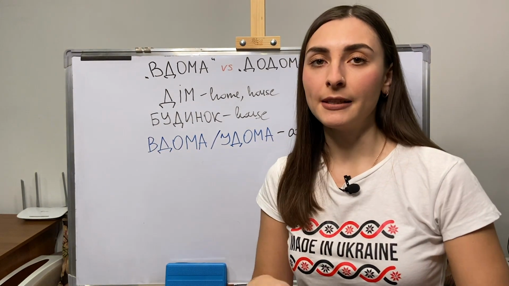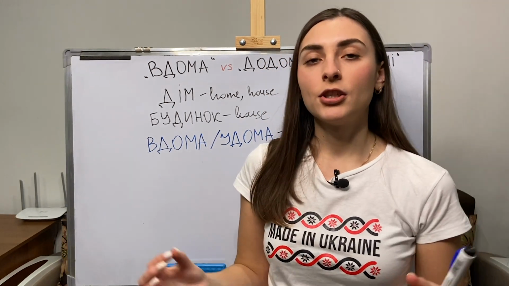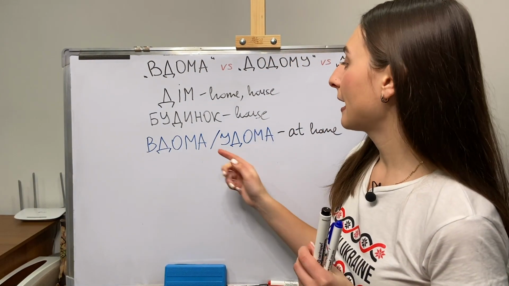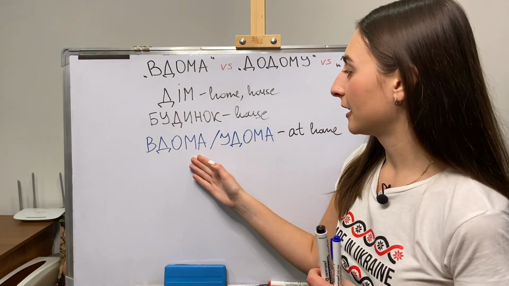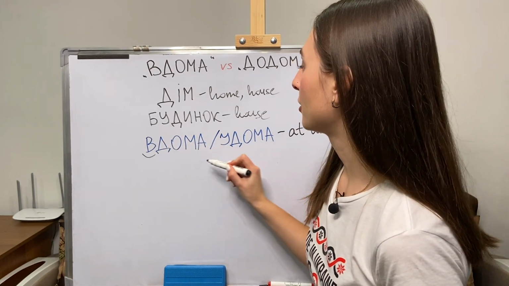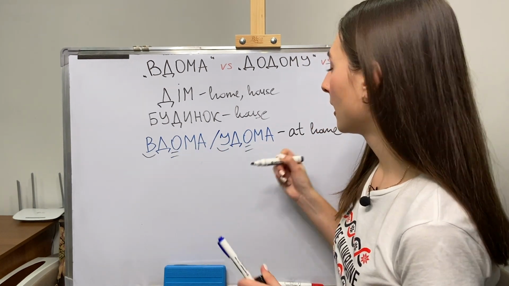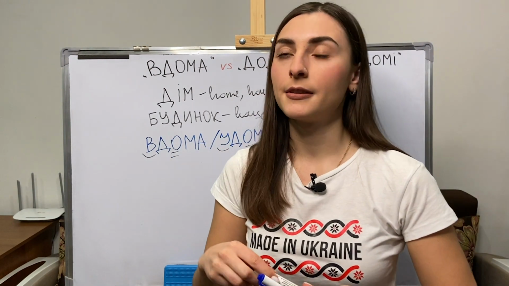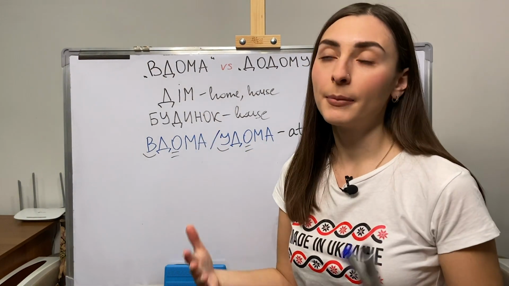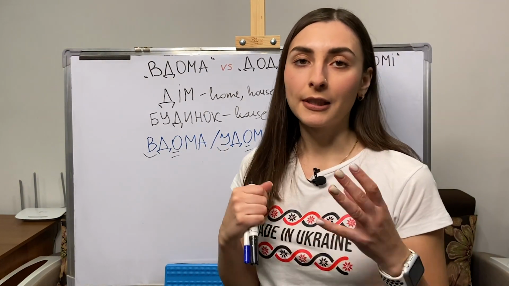We made this adverb in Ukrainian language by using the preposition в or у, and we changed the vowel in the stem. Дім, ВДОМА, у дома is the adverb and means at home. So please take a look at it.